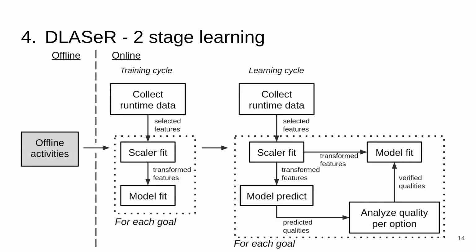In the online stage, we make a difference between two cycles. We have the training cycle and the learning cycle. In this online stage, the models are deployed at runtime in the system, and in the training cycle, the models are initialized to the current environment. To that end, the scaler and the model are fit to the features of the system. In the succeeding learning cycles, the models are utilized to perform adaptation space reduction. Each model predicts on the transformed features. The next slide elaborates on how to utilize this prediction for effective analysis, and the analysis results of either the reduced adaptation space and also the exploration rate will be used to update the models themselves.